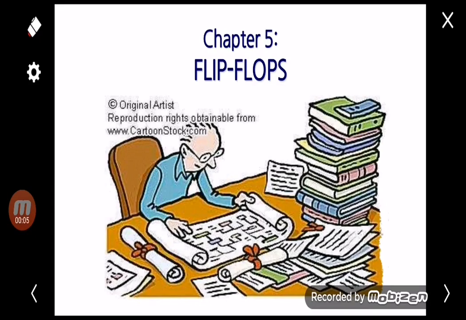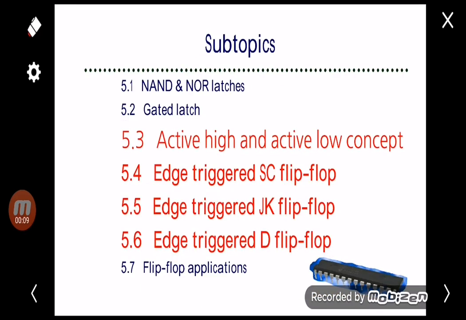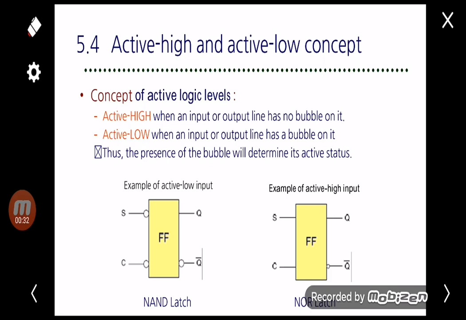So we're going to continue chapter 5 on flip-flop. The next subtopic is the active high, active low concept. I believe everyone already knows this from the previous chapter, and we will also cover all types of flip-flop. We have SC, we have JK, and we also have D flip-flop. Okay, so what is the active high and active low concept?